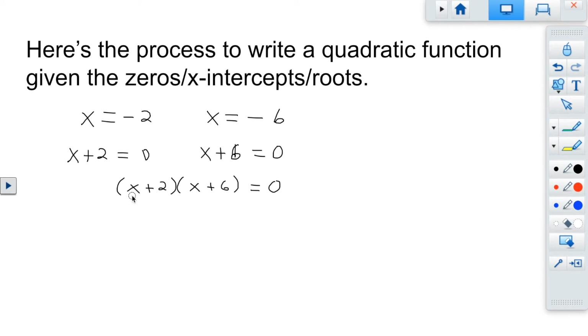So if I multiply these 2 binomials, I distribute the x, I'll get x squared. X times 6 is 6x. Distribute the 2, I get 2x. And I distribute the other 2, the 2 and the 6, and I get 12. Well, we have a pair of like terms here. So I'll just clean this up a bit, and I get x squared plus 8x plus 12.